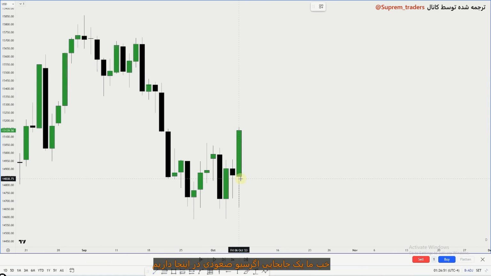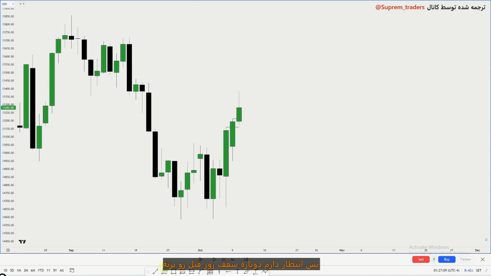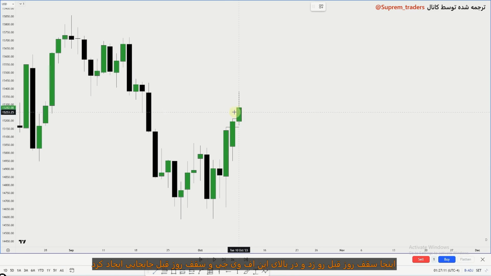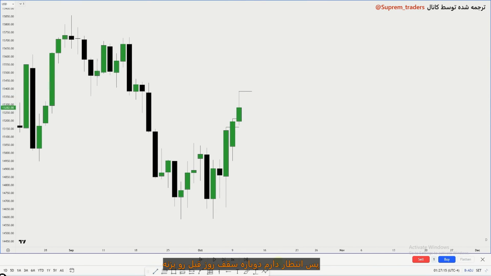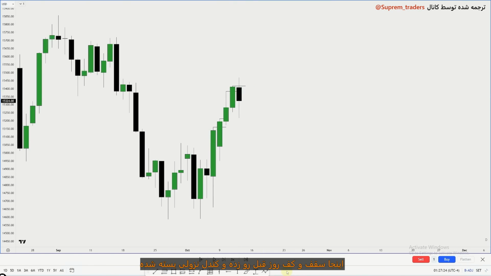So here we have a very aggressive displacement higher, so I'd be looking for previous day high to be taken. Here we take previous day high, close over, and I'd want to see previous day high be taken once again. Here we take previous day high, displace over this fair value gap and over previous day high, so I'd want to see that taken once again. Here we close over, so I'd want to see previous day high being taken once again.